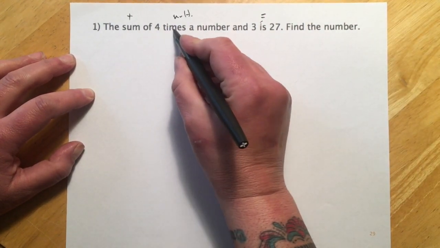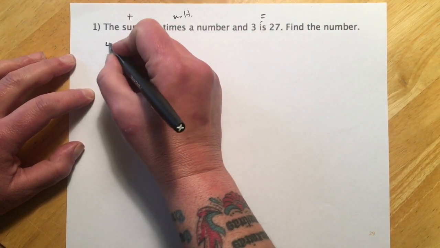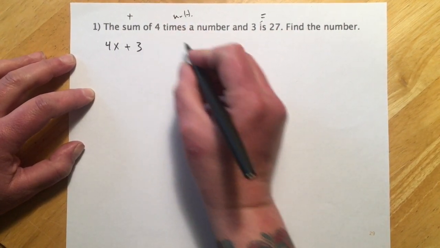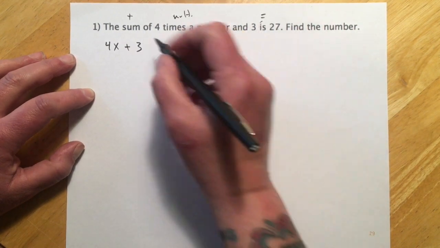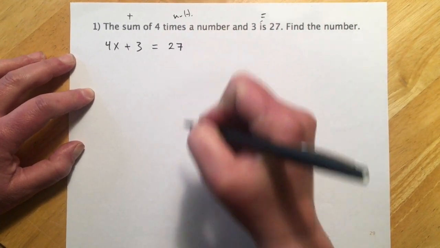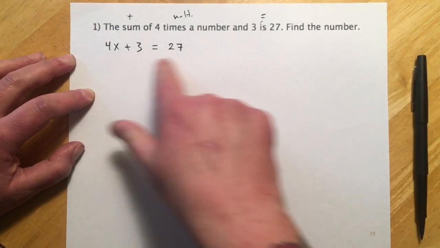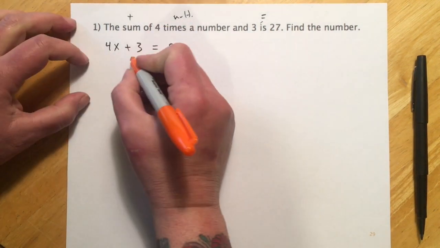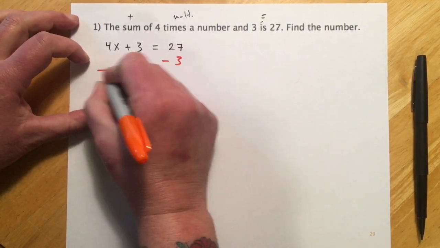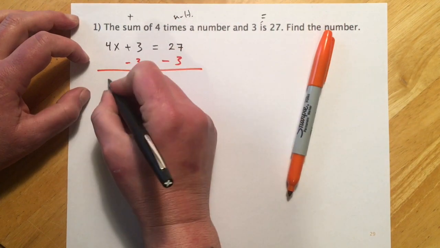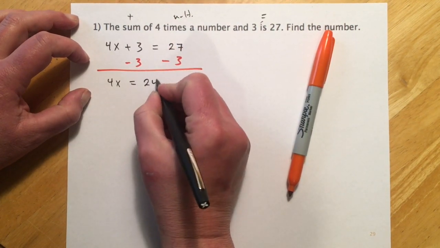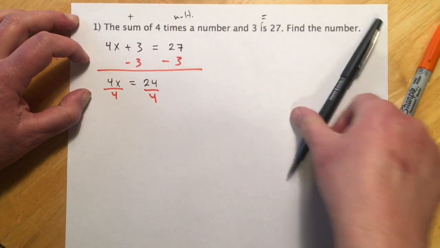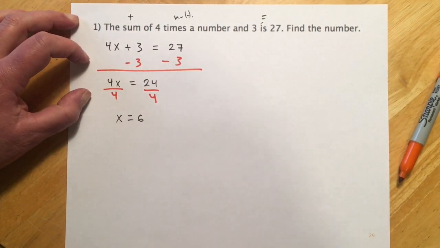So the sum of 4 times a number and 3. So we'll say 4 times a number, and we're going to do the sum and 3. So 4 times the number and 3 is our equals, and 27. And now we have a little linear equation that we've solved a bunch of times, and we can just isolate x and get our answer. So I'll subtract the 3 over, and get 24, and then divide out the 4. And we get x equals 6.